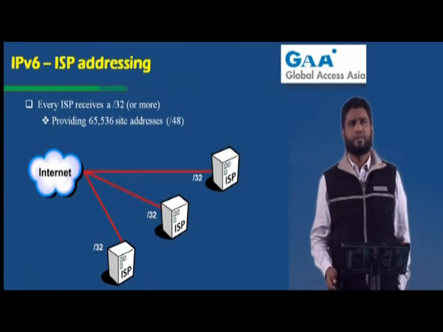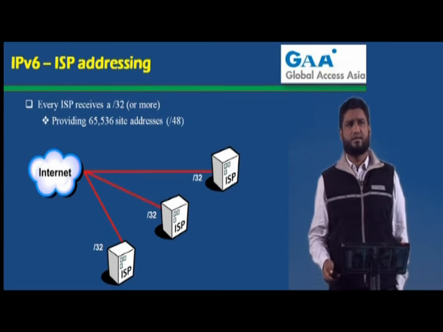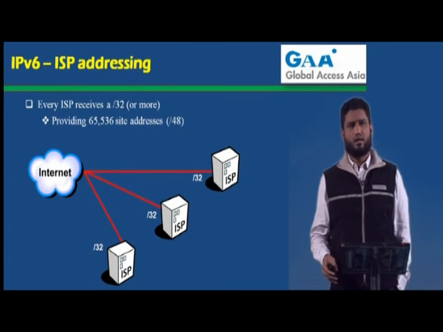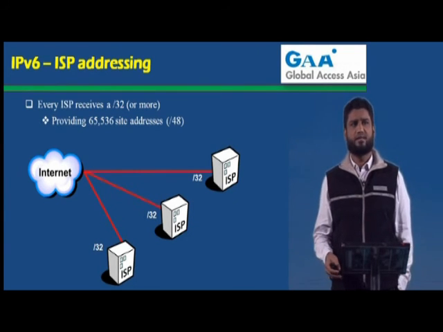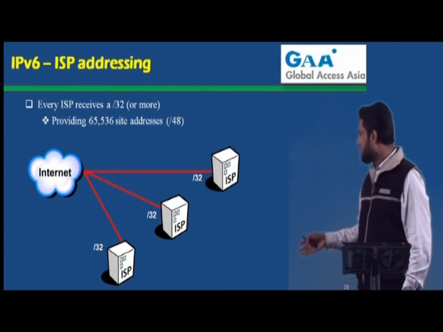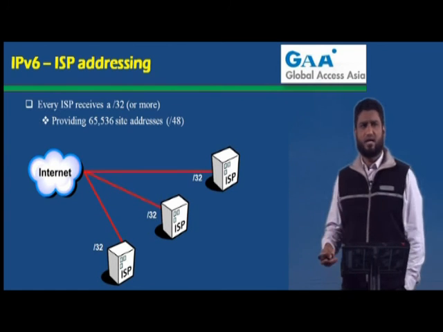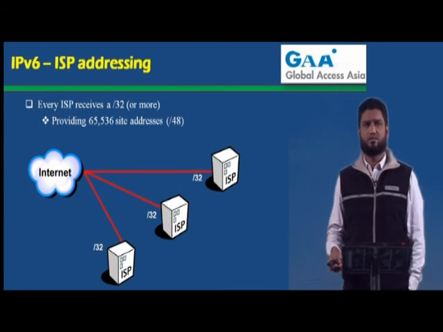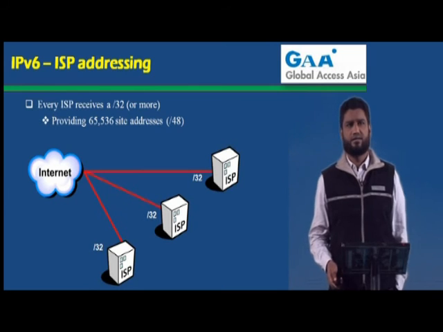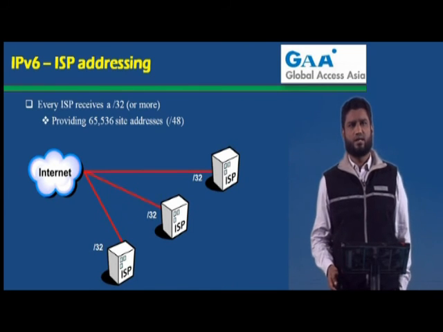And IP version 6 ISP addressing: you can see every ISP receives a /32 or more of these versions, providing 65,536 site addresses of /48, and you can see here the internet, and from the internet side there are /32 ISP addresses from these configurations.